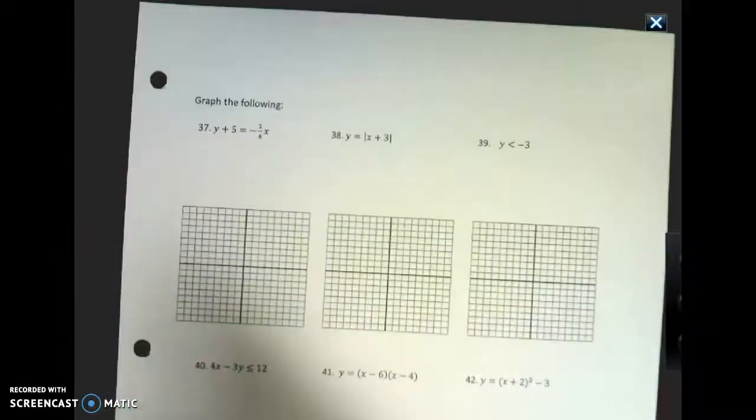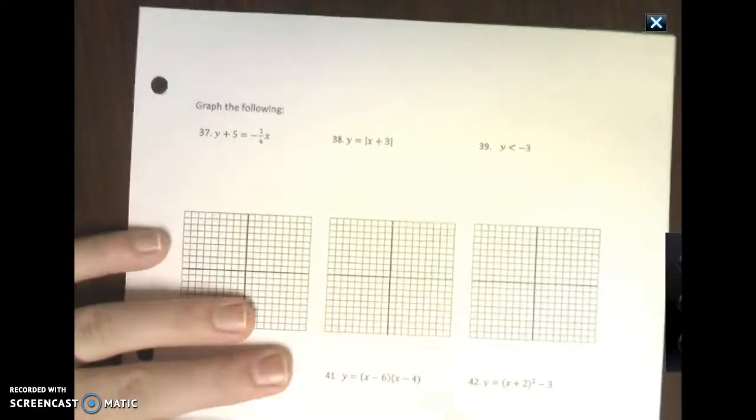Okay. Next page, 37. Let's see how long we get with this stuff going. 37, we want to get y by itself.